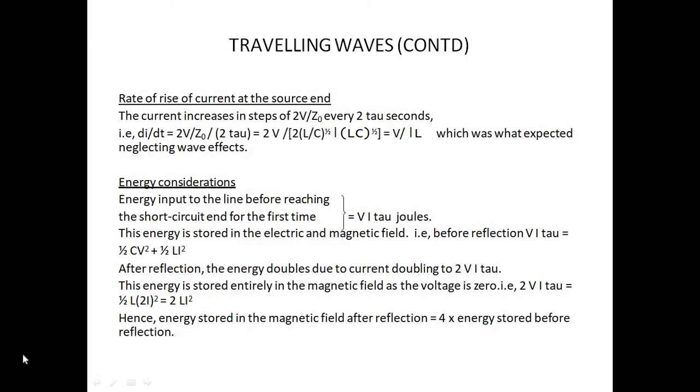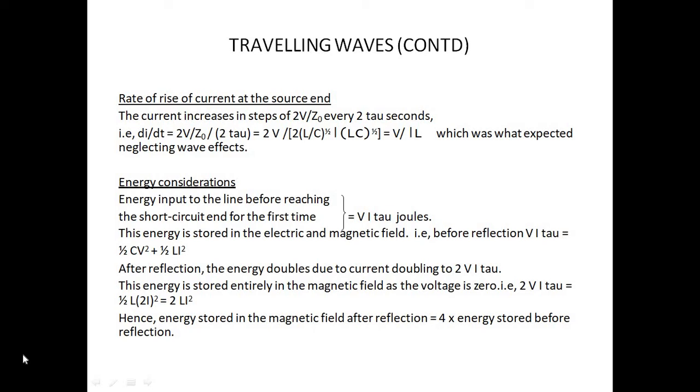Then next, rise of current at the source end. The current increases by 2V divided by Z0 every T seconds. That is di by dt is equal to 2V divided by Z0 times T, and so di by dt is equal to V divided by L, with 2T equal to 2 square root of LC.